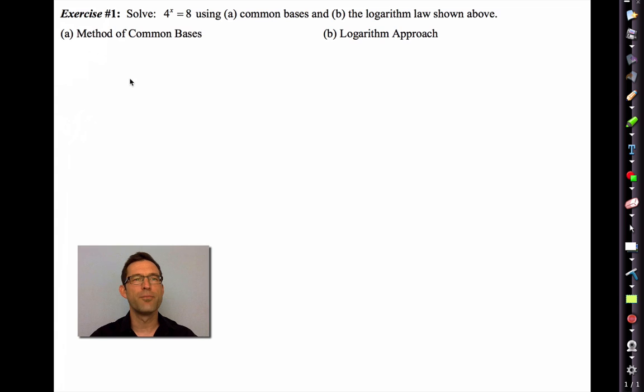All right, let's go through it. I'm going to rewrite the problem down really quickly. 4 to the x equals 8. Remember how the method of common bases works. I look at the 4, I look at the 8, and I try to think of something that I can use as a common base. Well, 4 is equal to 2 squared, 8 is equal to 2 cubed, so I'm going to use 2 as my common base. So on the left-hand side, I'll have 2 squared raised to the x, and on the right-hand side, I'll just have 2 to the third.